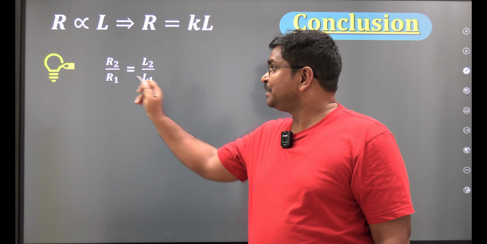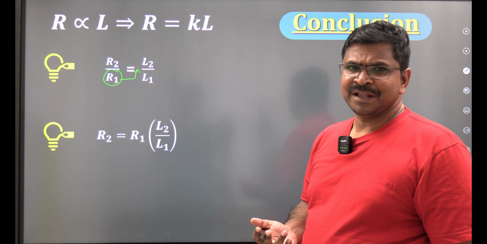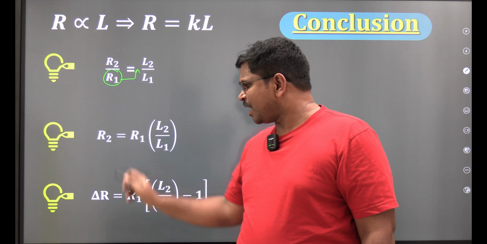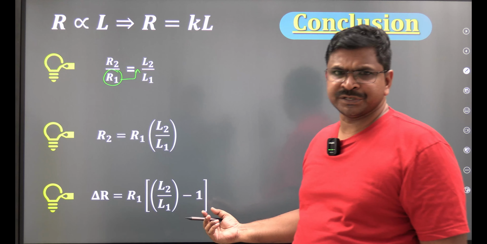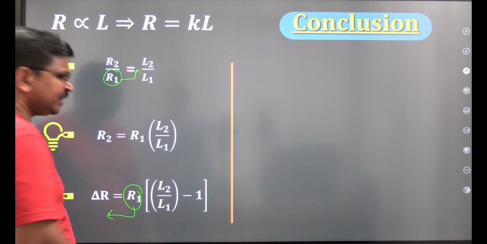The second application: simply by taking this denominator to the right hand side, I can write R2 equal to R1 times L2 by L1. The third application is simply the change, so delta R equal to R1 times L2 by L1, minus R1. Now for fractional change, simply take this R1 to the left hand side.